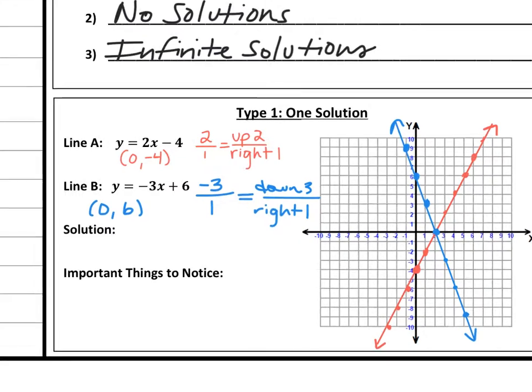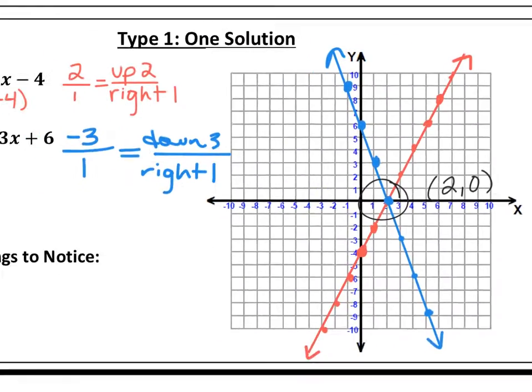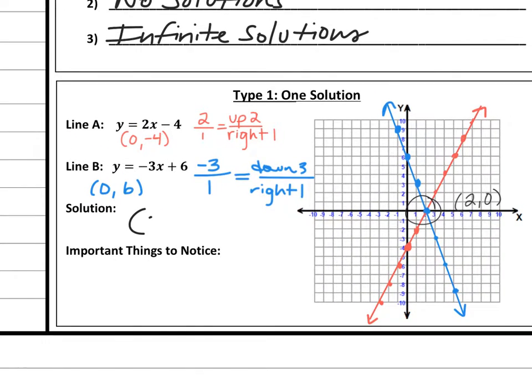At this point, whoop, 2, 0, right? Because that's where x and y are the same. They both have the same x and y at that spot, and so that is a solution. So if you were to plug in x equals 2 and y equals 0 into the equations, it would work for both. So our solution is the point 2, 0. It has one solution.